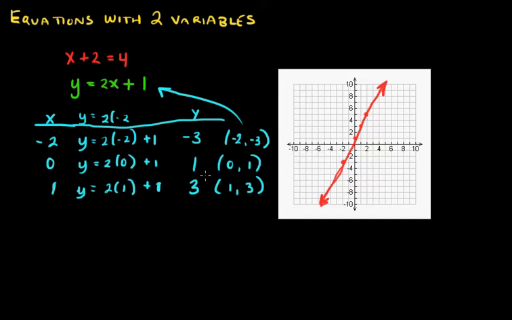Since it's on that line, it has to work in that equation because that line represents all the solutions to this equation. So if (2, 5) is on that line, then I can plug it in and it should work. And let's take a look real quick. 5 was the y value, 2 is the x value. 2 times 2 is 4 plus 1. Then, hey, 5 is 5.